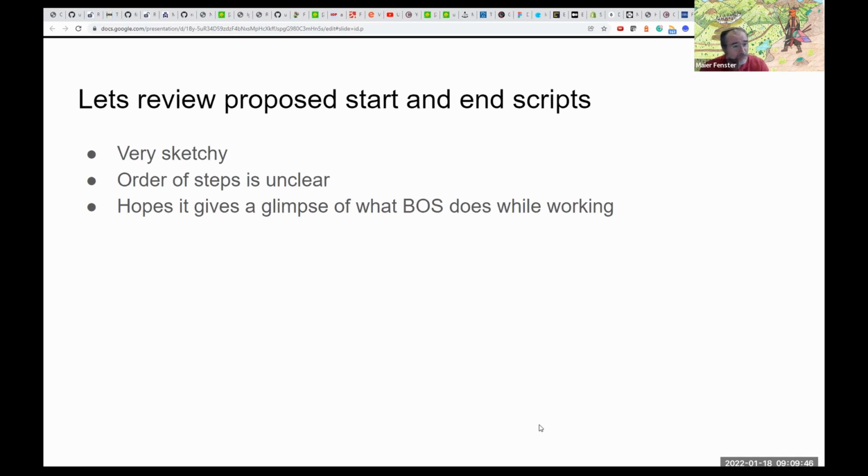What I did do is I tried to write a script for what a rover does when it wakes up. I turn on the rover, it runs a script. What does it do in that script?